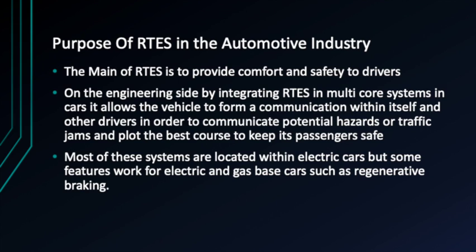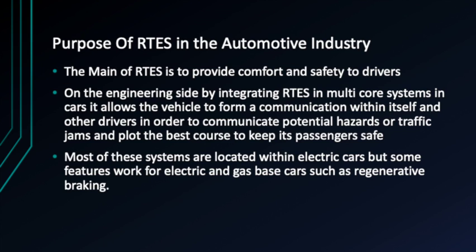On the engineering side, you mostly see these systems in the multi-core system of the car because that's where the OS is. And this allows the vehicle to form a communication network within itself. So that's how you would know your tire pressure, low battery, low fuel, and also form a communication network with other vehicles in the surrounding area in order to calculate traffic flow on the GPS, nearest gas station if you're running low on fuel, restaurants, etc. It will also alert you of potential hazards or traffic, things that would keep you unsafe in a vehicle.